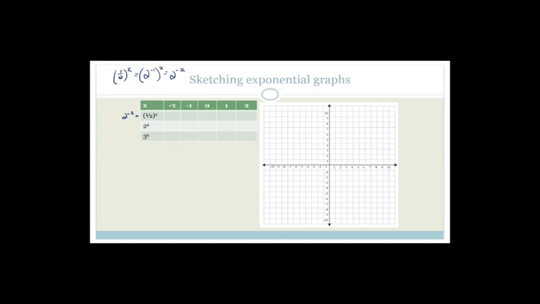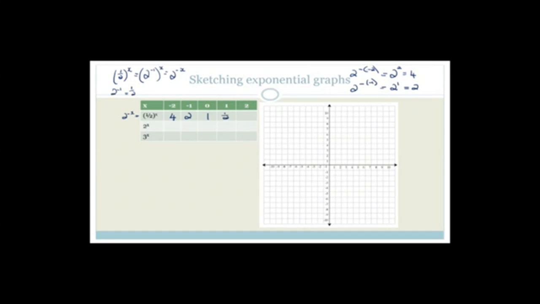But if I had to plot minus 2, it becomes 2 to the minus minus 2. Okay, agree? Minus times a minus is a plus. It becomes 2 squared, which is 4. So this first answer here is 4. Do you get it? If x is minus 1, you get 2 to the minus minus 1, which is 2 to the 1, which is just 2. Anything to the naught is 1. Okay? 2 to the minus 1, well, 2 to the minus 1 is just going to be a half.